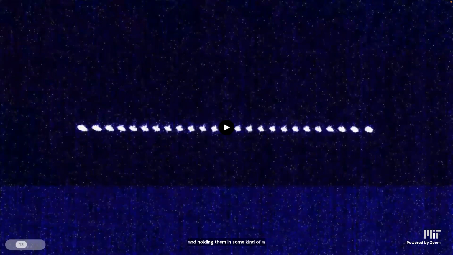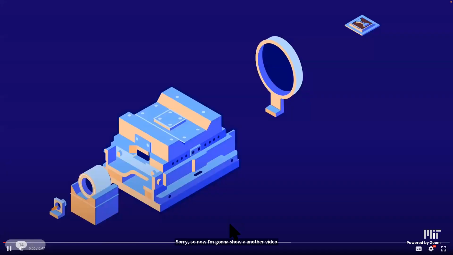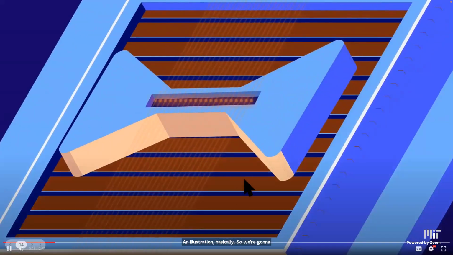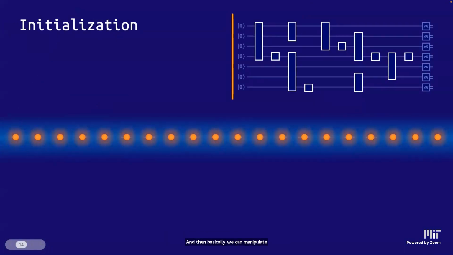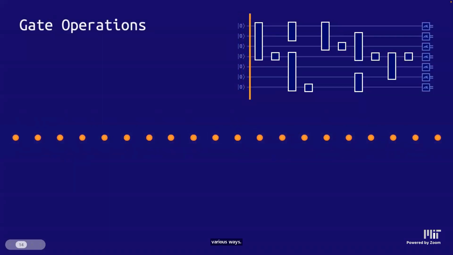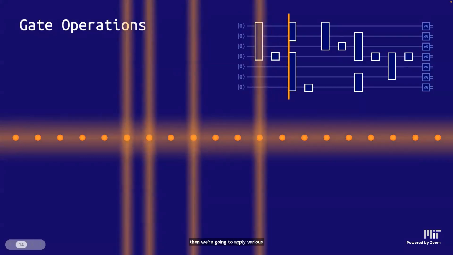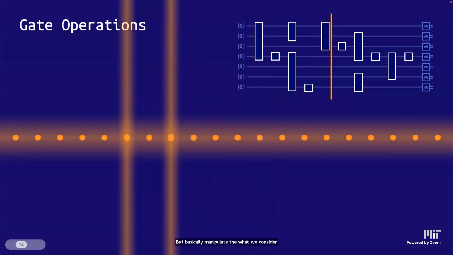Sorry. So now I'm going to show another video, an illustration, basically. The way we're going to do our computation is by bringing laser light into the ion trap. This part you've seen, you saw a real video of this. And then basically we can manipulate all the ions in various ways. We have a few different lasers. One, the initialization laser, is going to pump them all down to a 0 state. And then we're going to apply various gates that we'll talk about in a second, but basically manipulate what we consider the qubit state of each qubit with that laser beam.